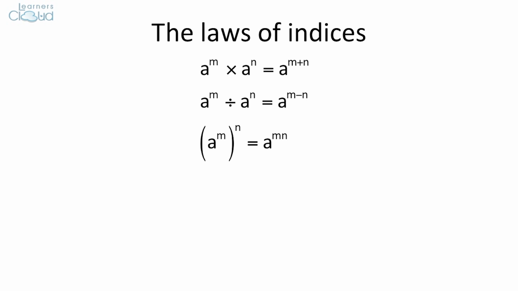Two other rules you should be familiar with are that a to the power of 0, or indeed anything to the power of 0, is equal to 1. And also that a to the power of minus m can be rewritten as 1 over a to the power of m.